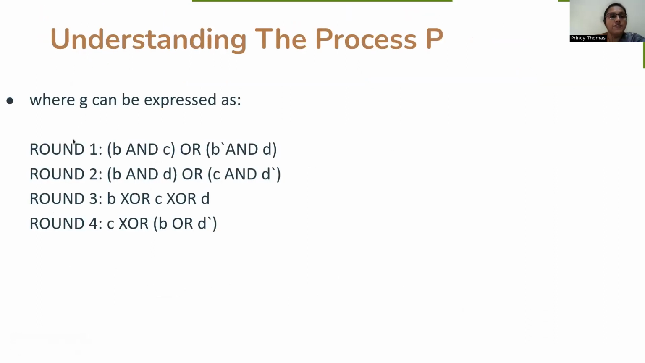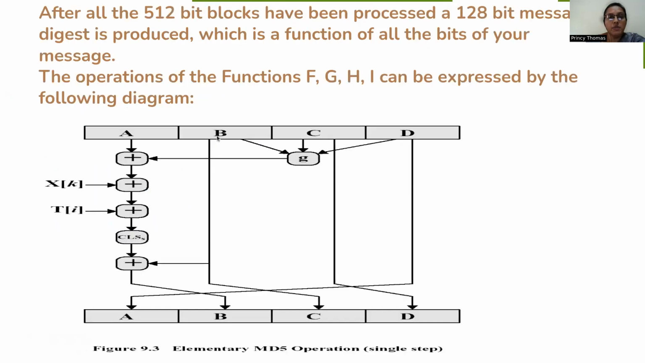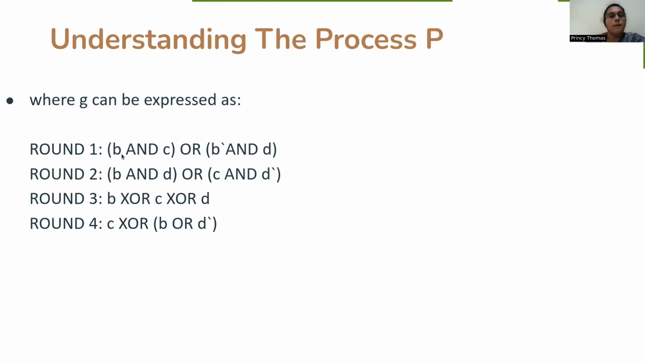Now look at G. In the first round, G is equal to B and C or B complement and D. So here B, C and D are the only inputs to G. Second round, B and D or C and D complement. Third round, B XOR C XOR D. And in the fourth round, C XOR B or D complement. This is the function. You should learn this. Okay, so these are the G's.